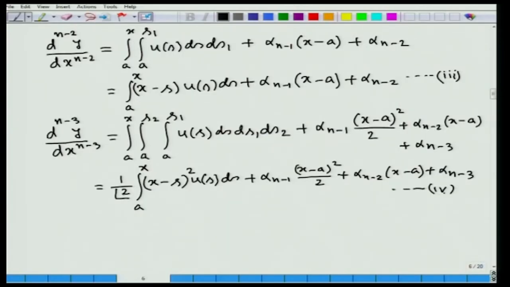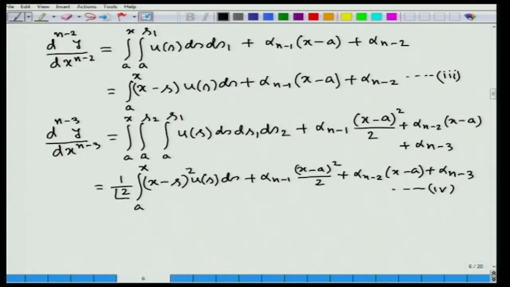Now, just have a look at the analogy of this order of the derivative and the suffixes appearing here. When the order of the derivative is n minus 2, the constants go up to alpha n minus 1, alpha n minus 2. When the n minus 3th order derivative is involved, then alpha n minus 1, alpha n minus 2 up to alpha n minus 3. And in this case, x minus s whole to the power 1, in this case x minus s whole square.